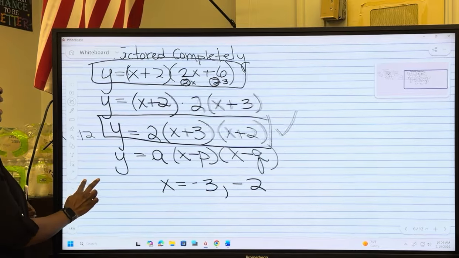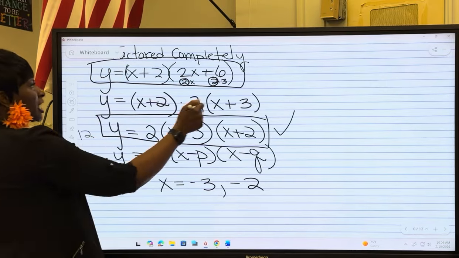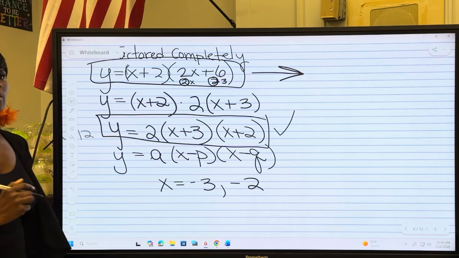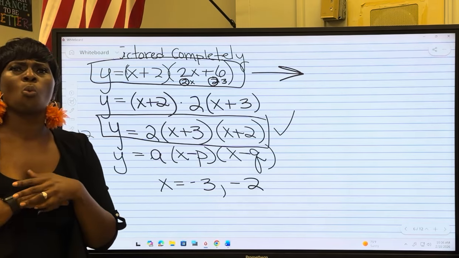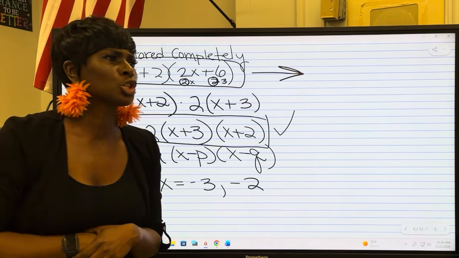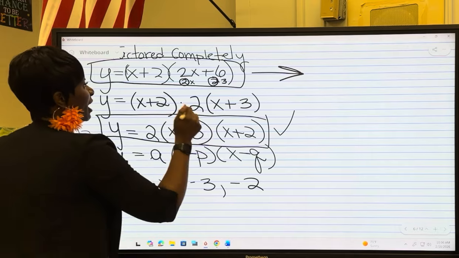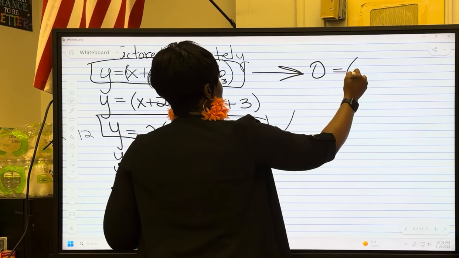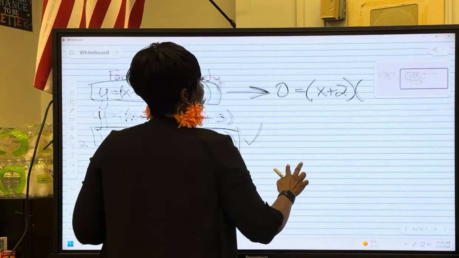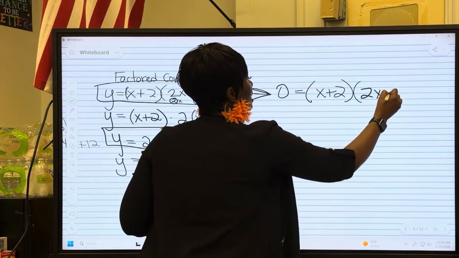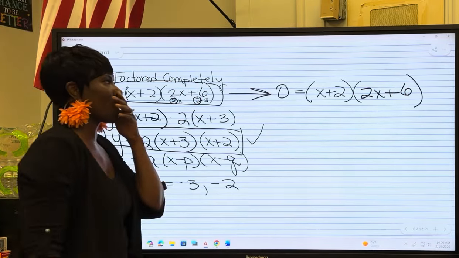But Ms. Stampley, that's not how I did it. No problem. You did it using this, right? So let's do it using that. If I'm looking for my x-intercepts, what do I have to change y to? 0. So I'm going to write this as 0 equals x plus 2 times 2x plus what? 6. What's my next step going to be?